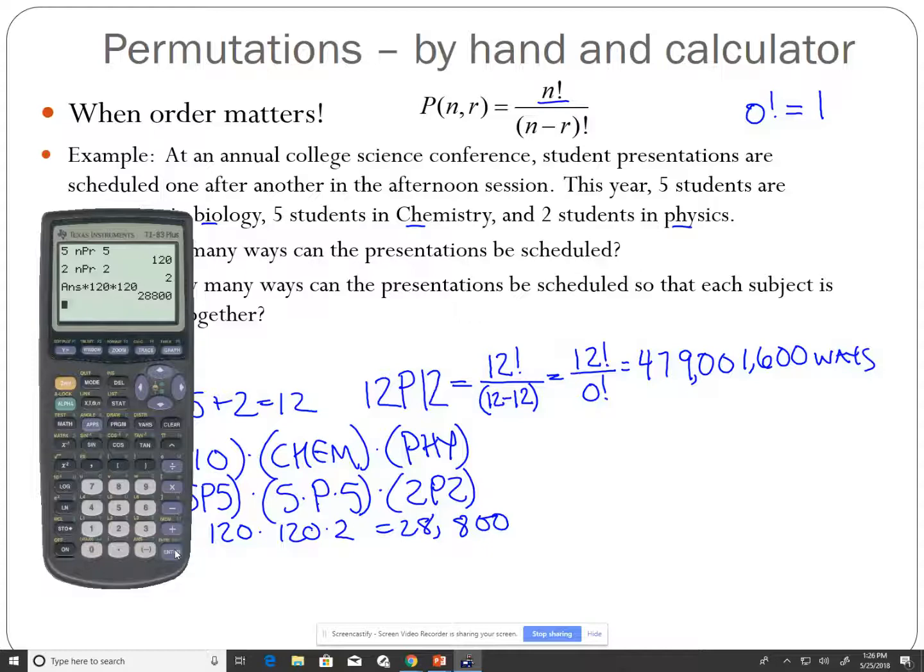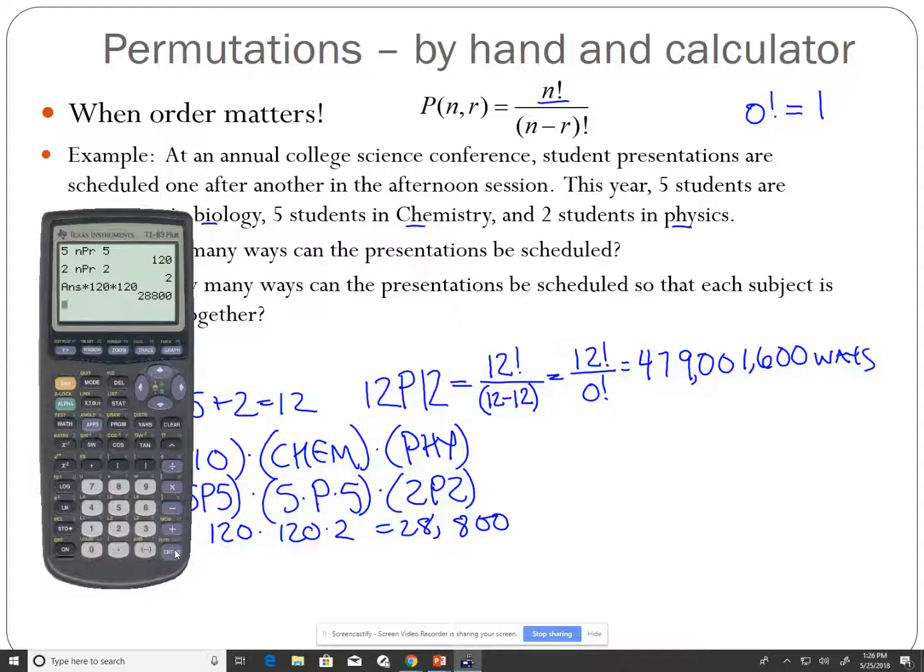However, we only calculated the possibilities if biology went first, chemistry went second, and physics went third. That's not what they said. They just said the groups have to be together. So we're not finished. We figured out the possibilities for the first option, which is biology, chemistry, and physics, but we need to think about all the other different arrangements that could happen. Chemistry could go first, physics could go first.